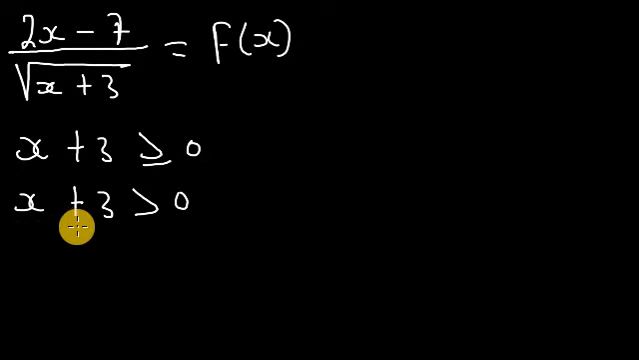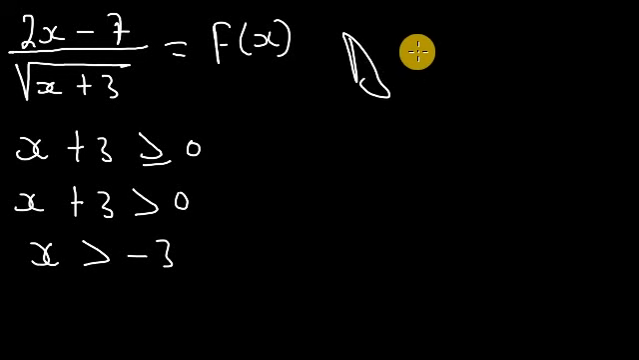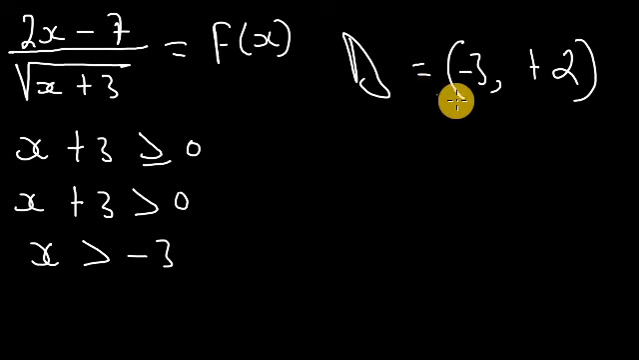So with that, I can just solve for x by saying x is greater than negative 3. So with that, I can get the domain. The domain is just going to be from negative 3 all the way to positive infinity. So this is the domain of this particular function. I believe you grabbed that.